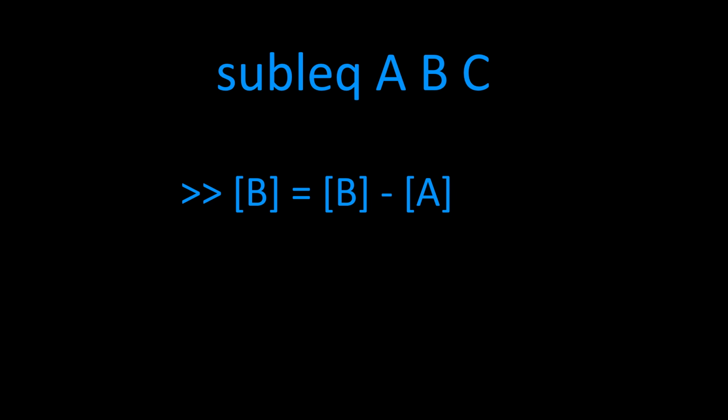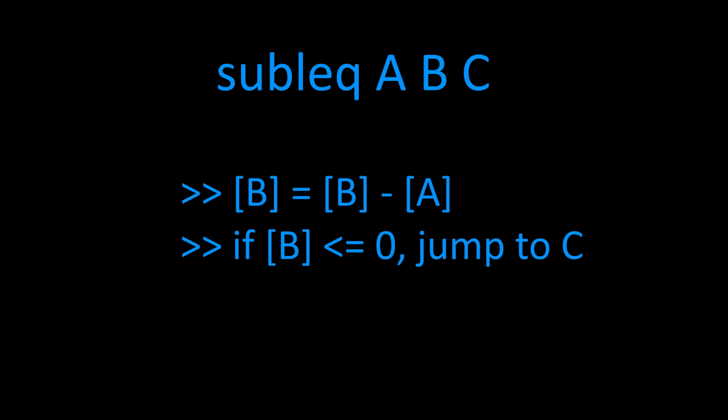The SUBLEQ instruction takes 3 arguments, A, B, and C. The instruction takes the value stored at address B, subtracts the value stored at address A, and stores the result at address B. Then, if the result was less than or equal to 0, the program jumps to address C. Otherwise, it simply continues on to the next instruction.